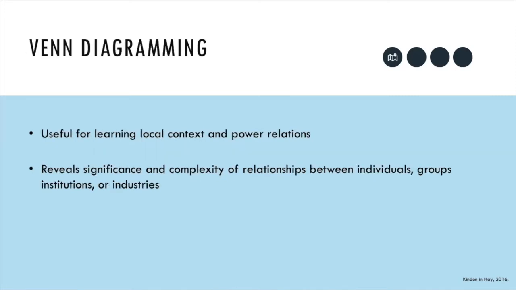The next method is Venn diagramming, which involves having participants make Venn diagrams, and it's useful for learning about local relationships and power dynamics. The diagrams reveal the significance and complexity of dependence between individuals, groups, institutions, or industries. They can also indicate where there are shortcomings, redundancies, and help identify opportunities for change. This application could be useful for program evaluation and development and social and political studies.